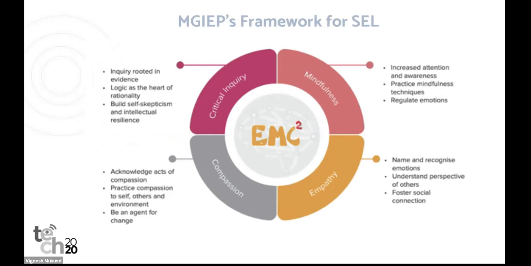a play on Einstein's equation. I think the physics purists can kill us afterwards and write angry emails to us. But EMC squared here stands for empathy, mindfulness, compassion, and critical inquiry. What do each of these SEL competencies stand for? So empathy for the fellow human being, mindfulness for the task at hand, compassion for pro-social action and behavior, and critical inquiry to really question and critically think about the decisions we make and why we make them.